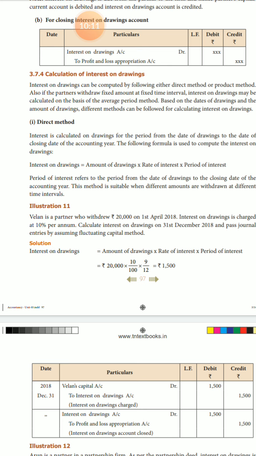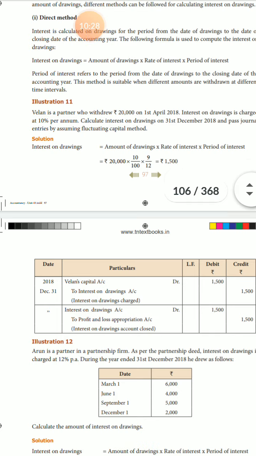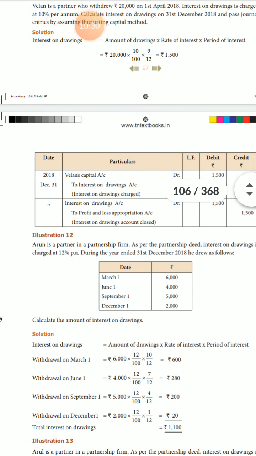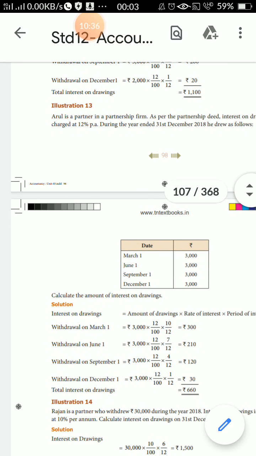Next one: Arul is a partner in a partnership. As per the partnership deed, interest on drawings is charged at 12% during the year ending 31st December 2018, as per the following data. Listen students, same method only. In this question, which month is the closing month? December. But the sums are March 1, September 1, December.